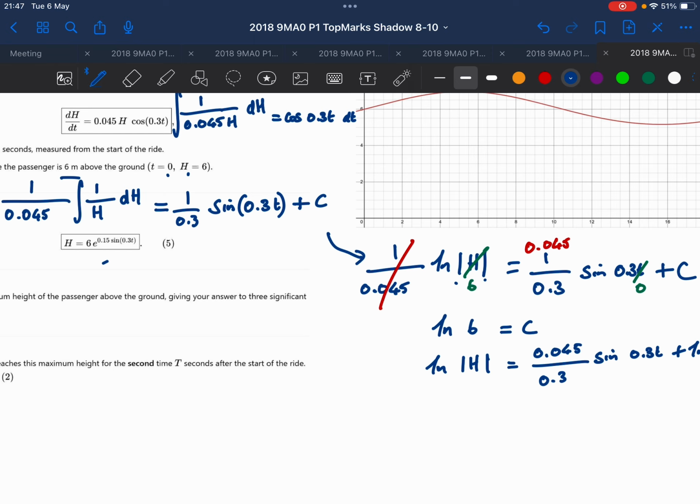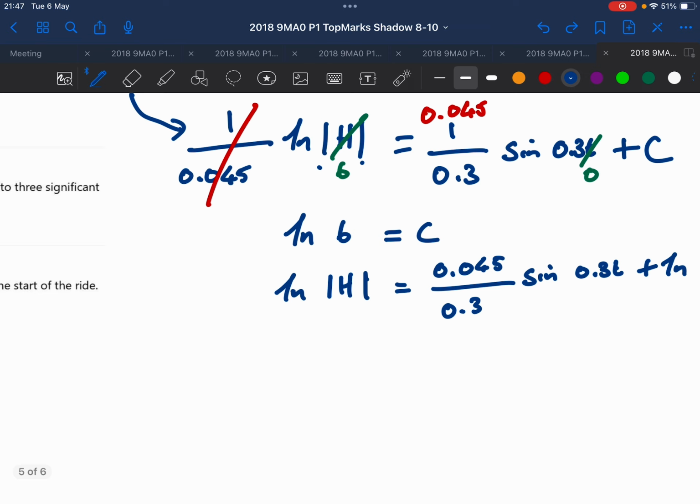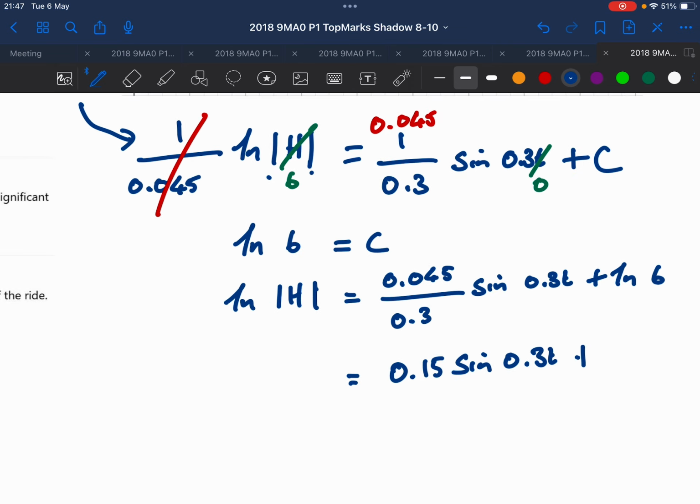Okay, so h equals, so I'll need to get rid of that. 0.15. I wonder if this has got something to do with 0.15. 6, natural log of 6. Okay, so how to handle this? Well, first of all, let's just confirm that that is going to give us 0.15, so that's really good. So that's 0.15 sine 0.3t. How to handle this natural log of 6?